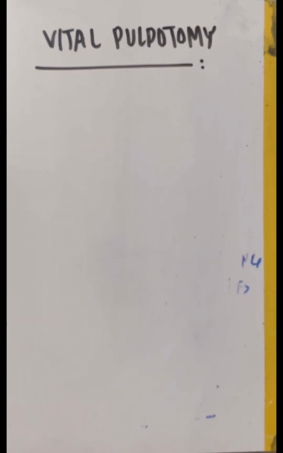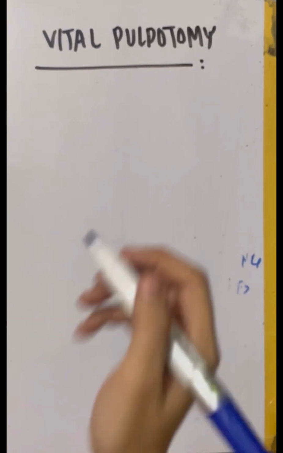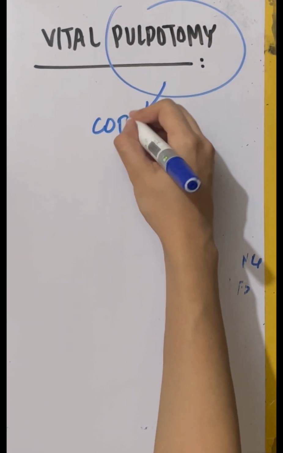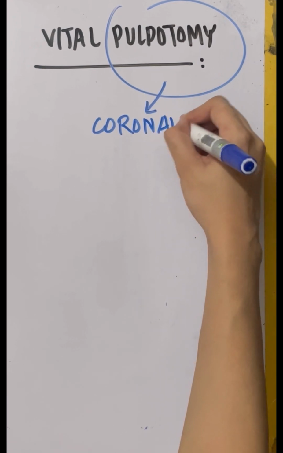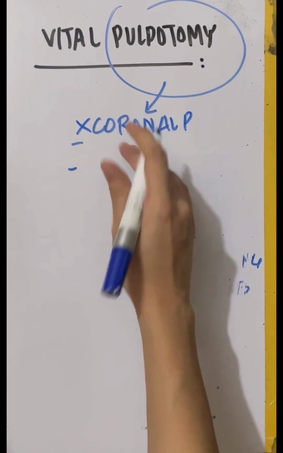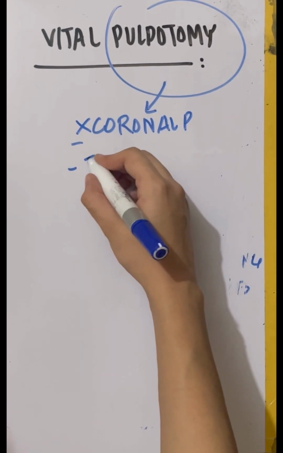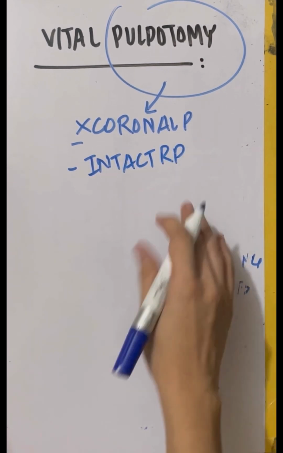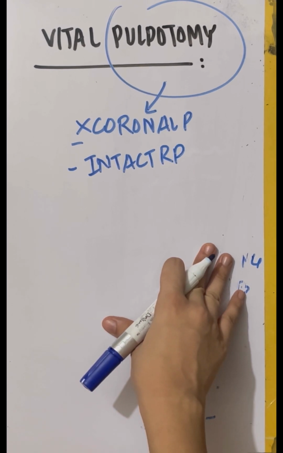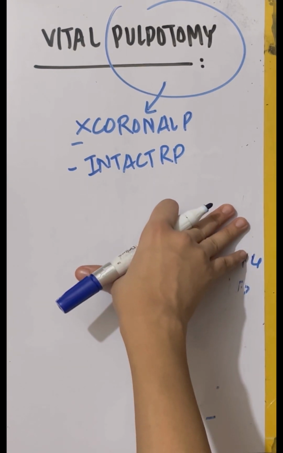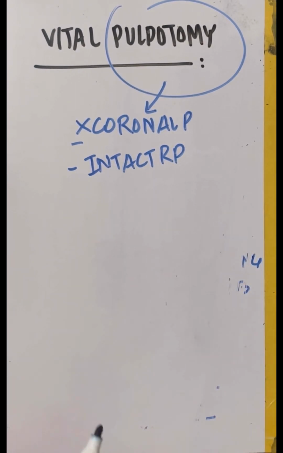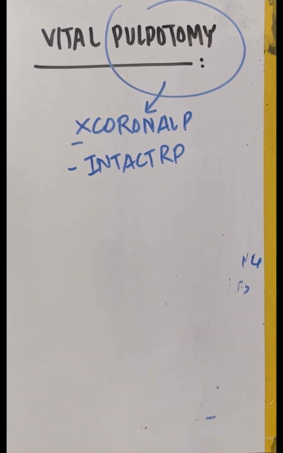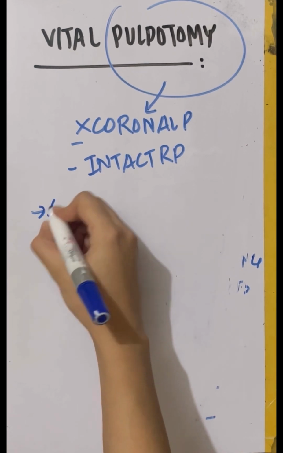Then we will be discussing vital pulpotomy. What is pulpotomy? The removal of the coronal pulp and leaving the intact radicular pulp. We will just remove the coronal pulp and leave the intact radicular pulp. So when we are performing vital pulpotomy, the first step that we will be performing is to stop the bleeding.